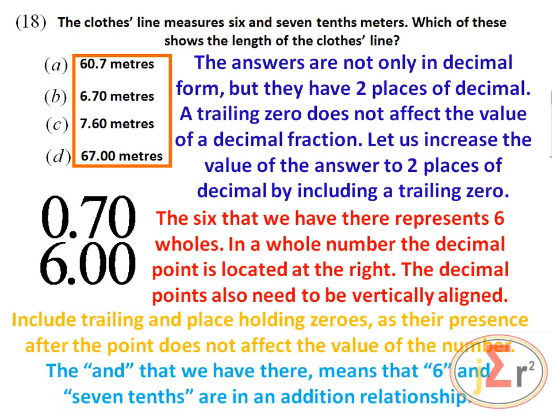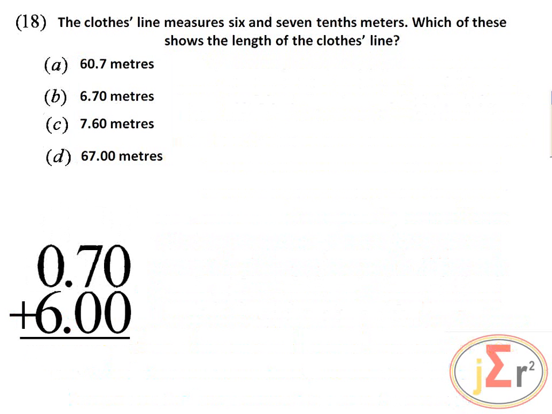The "and" that we have there means that 6 and 7/10 are in an addition relationship. That's what we are saying. 6 and 7/10 means that the relationship between the 6 and the 7/10 is that they are added. So we will add them, and that we will do on the next slide.